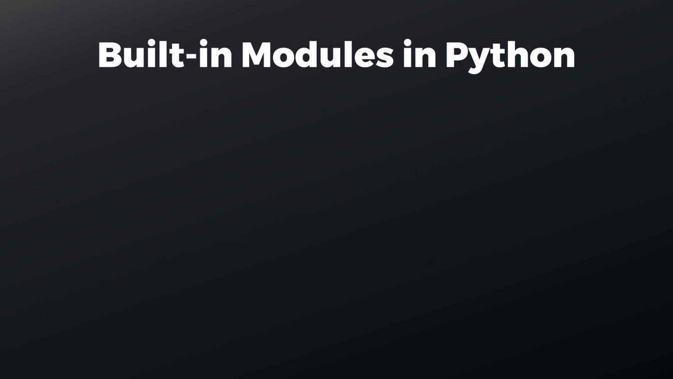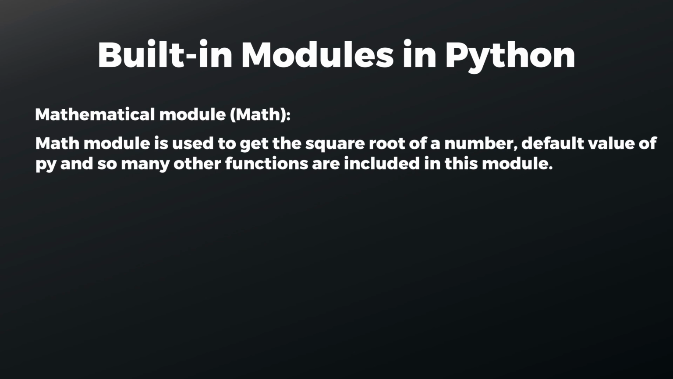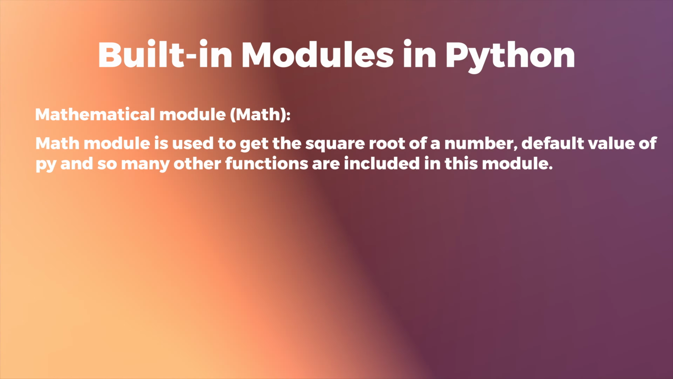Okay, now we know what modules in Python are, what packages in Python are, and how to create them. In this video, we'll go through some of the most common built-in modules in Python. First, we'll have a look at the mathematical module called math. This math module is used to get the square root of a number or the default value of pi, and many other functions are included in this module.